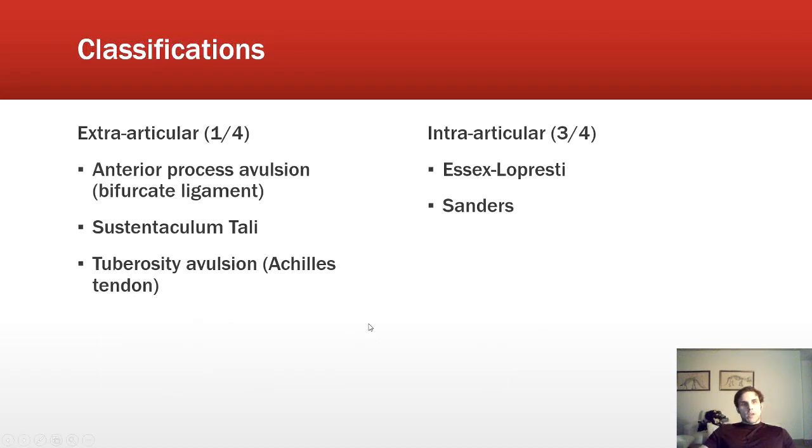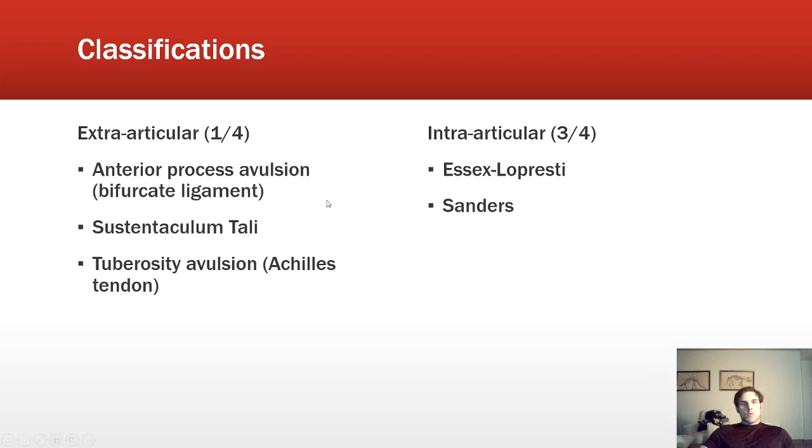All right, so let's talk about the classifications of calcaneus fractures. You can either be dealing with extra-articular calcaneus fractures. These are fractures not involving any of those three facets, anterior, middle, or posterior. These only occur about a quarter of the time. The other 3/4 of the time, you'll be seeing or dealing with intra-articular fractures that do involve at least one of those three facets.